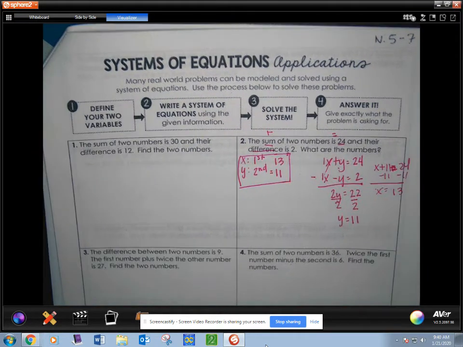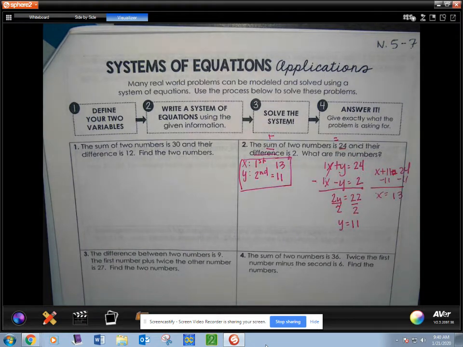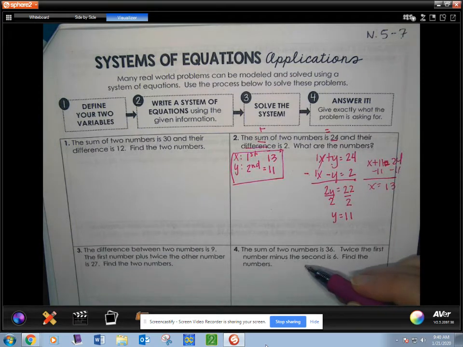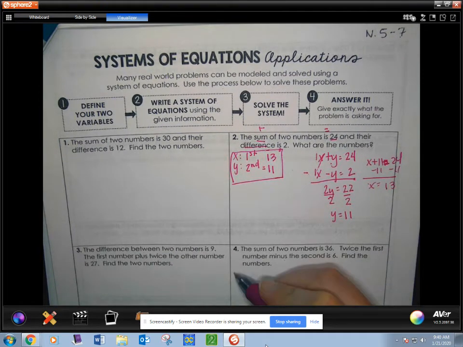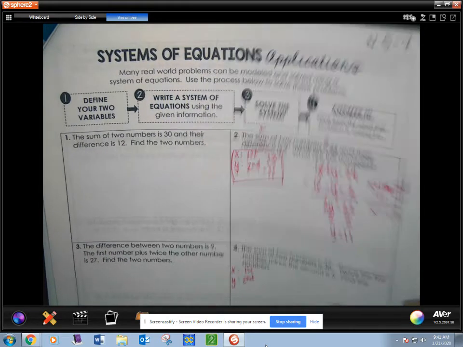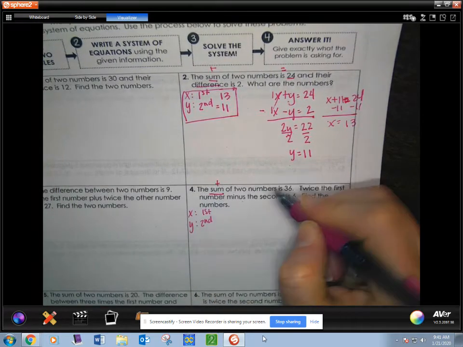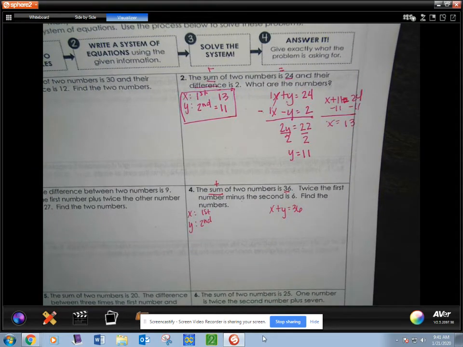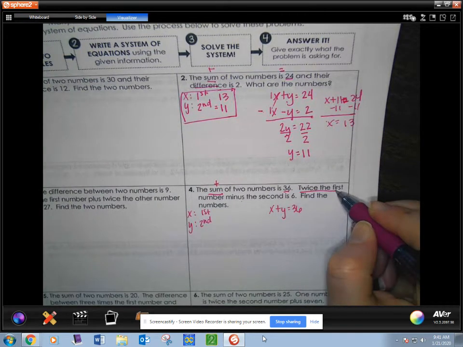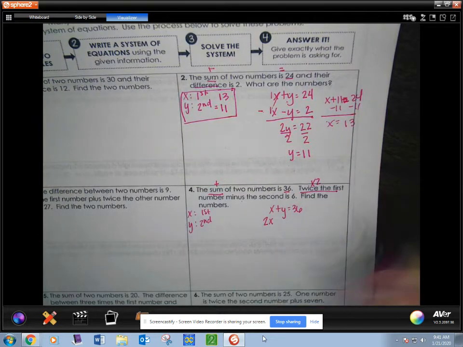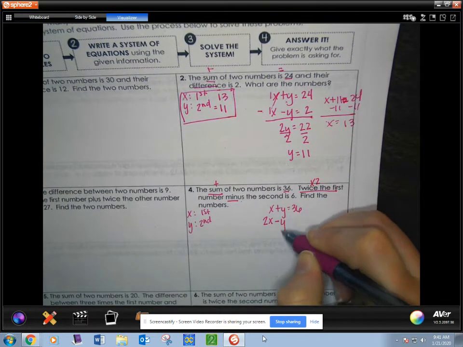Okay, moving to number 4, the sum of 2 numbers is 36. So twice the first number minus the second is 6. The first thing we're talking about, we have x and we have y. X is the first number, y is the second number. The sum, that means we're adding, is 36. So we're going to do x plus y equals 36. Twice the first number. Twice means we're multiplying by 2. So we're going to do 2 times x minus the second number, y, equals 6.